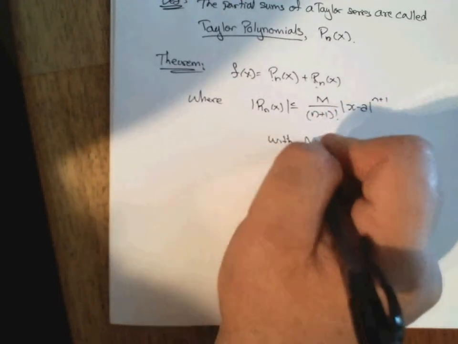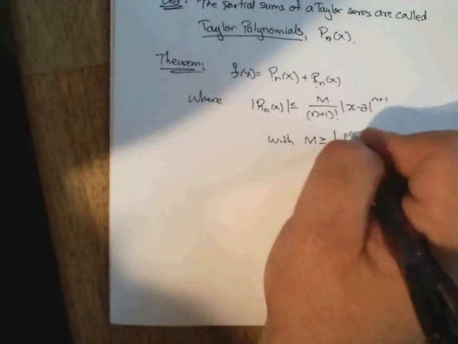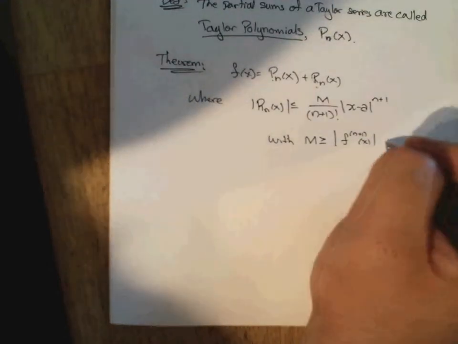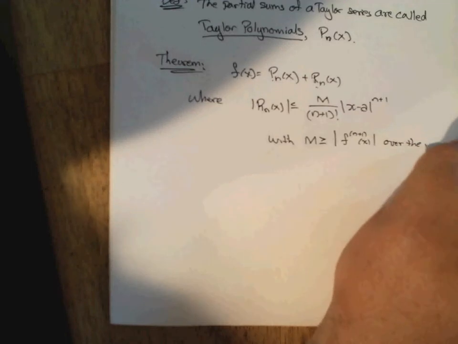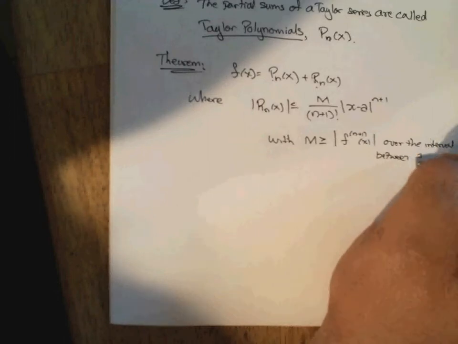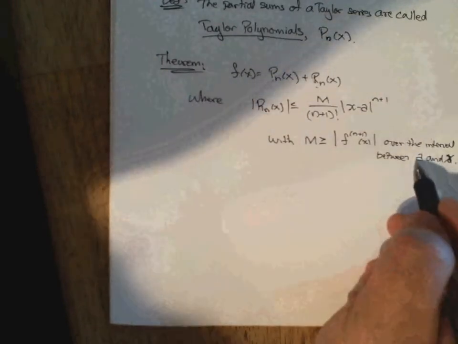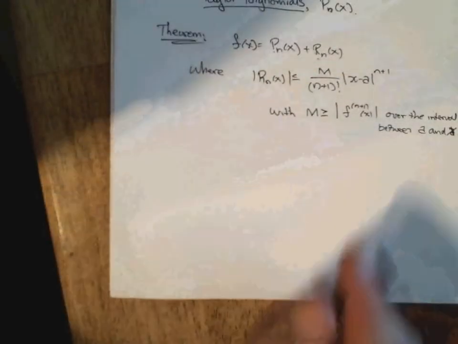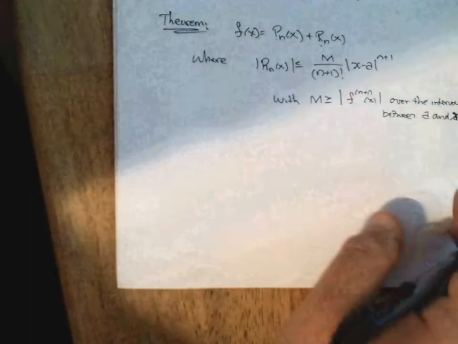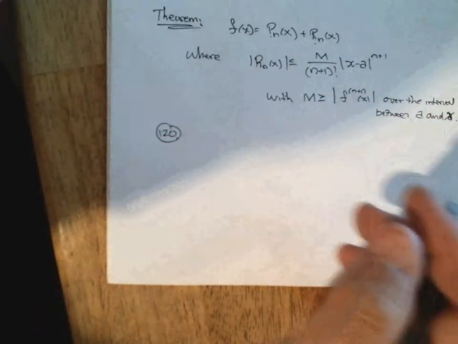Well, M is simply a value that's bigger than or equal to the largest that the n plus 1 derivative can be over the interval in which you're working. Which means between a and the x value that you're plugging in, between your center and where you're going to do the evaluation. Okay? All right, let's worry about this error term later. For now, let's get some of these simple problems done.